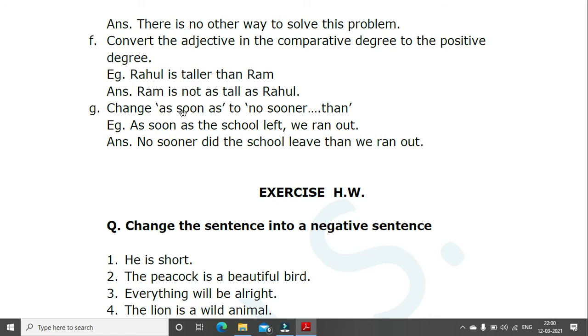No sooner did, not as goes. No sooner did the school leave than we ran out. See, no sooner and then than. Correct. So no sooner did the school leave than we ran out. Okay.